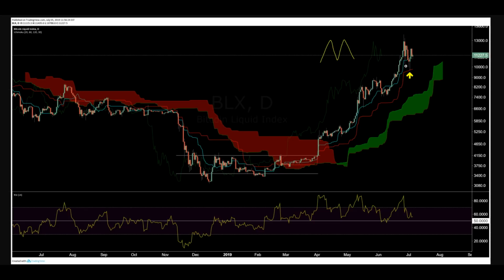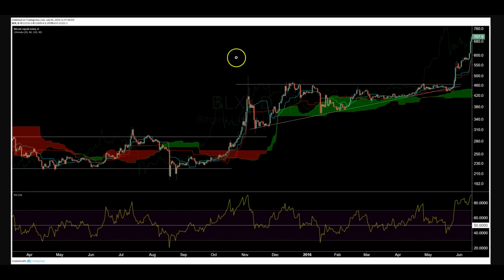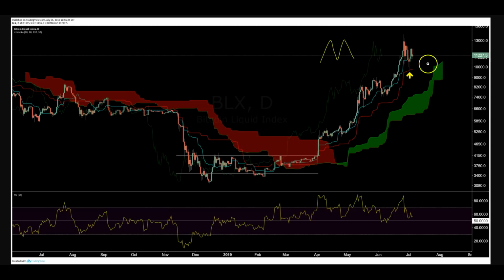Certainly not perfect or something I'm expecting, but something you can put in the back of your mind. And again, to compare to the previous markup phase, how we sort of meandered within the daily cloud, never exactly dropped below it. That's certainly, if we get this long extended consolidation here, something to watch for. Sort of a drop below, but staying above the daily cloud for an extended period of time.